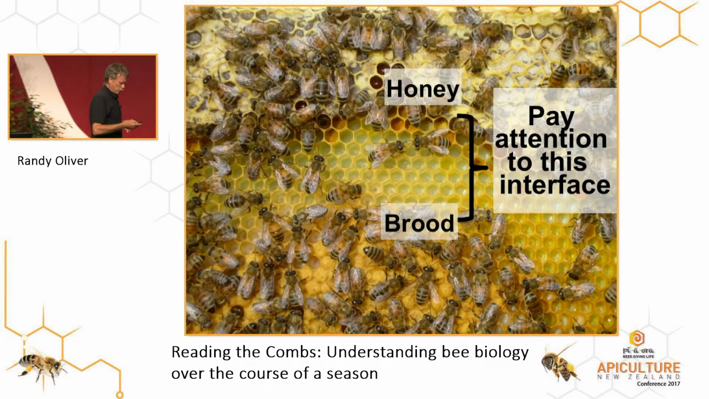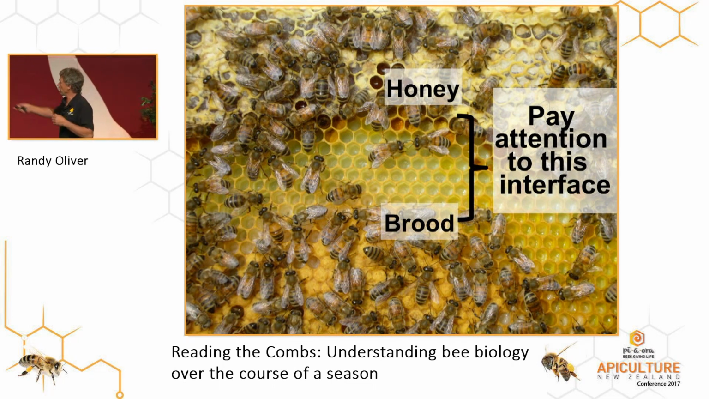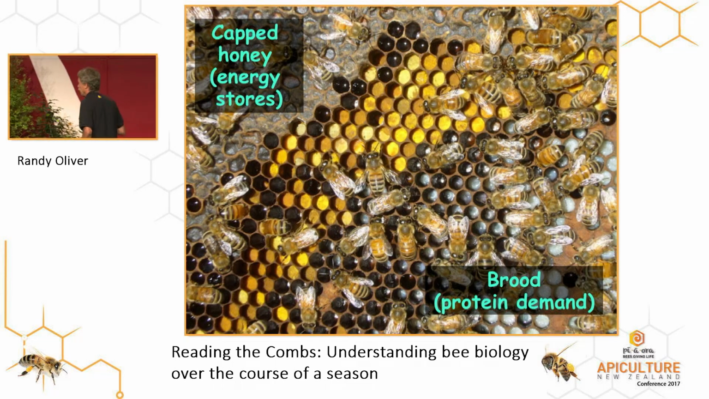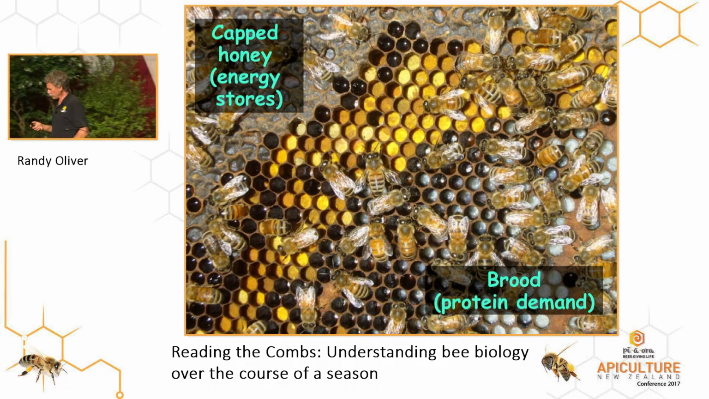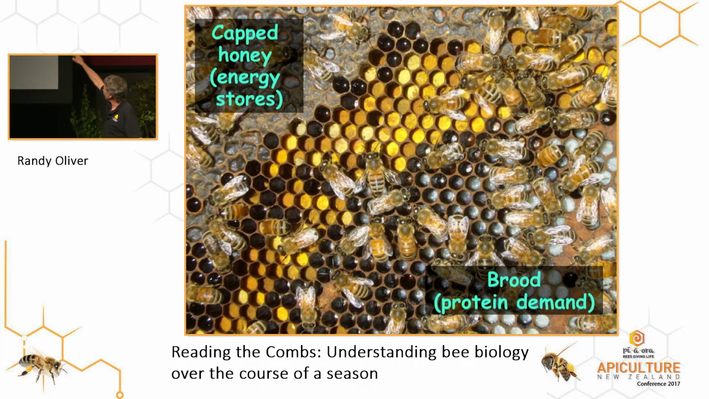I want to take you over the course of the year. The place to read the combs is at this interface right here, right between the honey and the brood. This is a dynamic interface within the hive, and this will tell you almost anything you need to know about the condition of that hive and the colony's needs. So let's go over this interface. These are the energy stores. This is where the bees store sugar, in the form of honey. This is like having a reserve of coal or heating oil and food, as far as energy type of food, stored in your house.